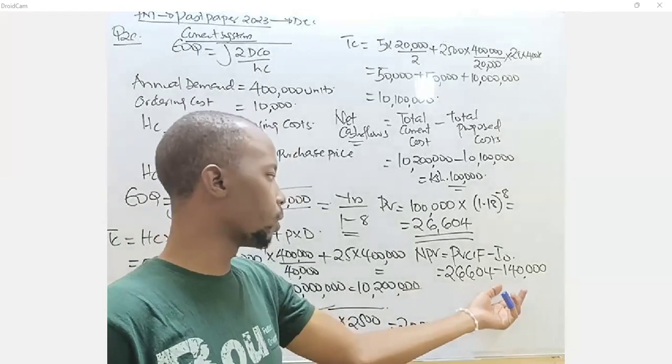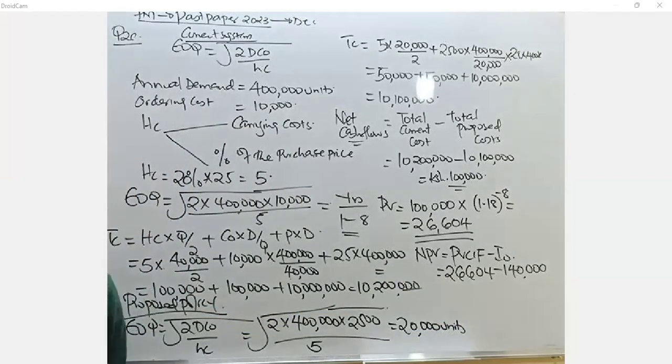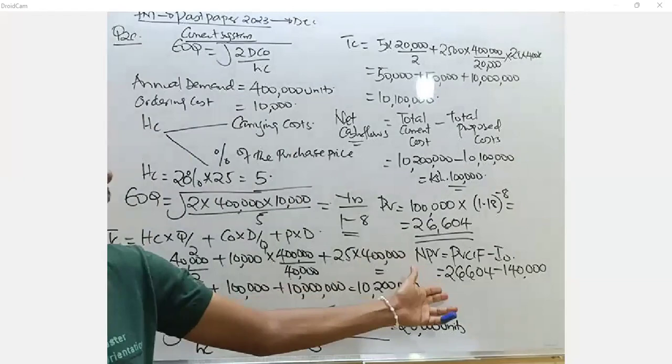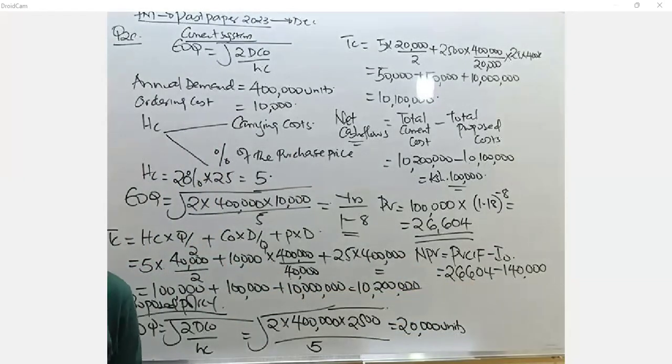So when you look at it, if your NPV is negative, how are you going to be advising? You're going to be telling the examiner that they do not need to implement the proposed system since it has a negative NPV.